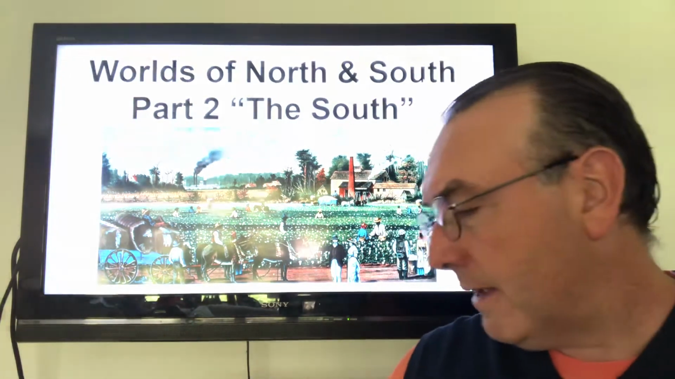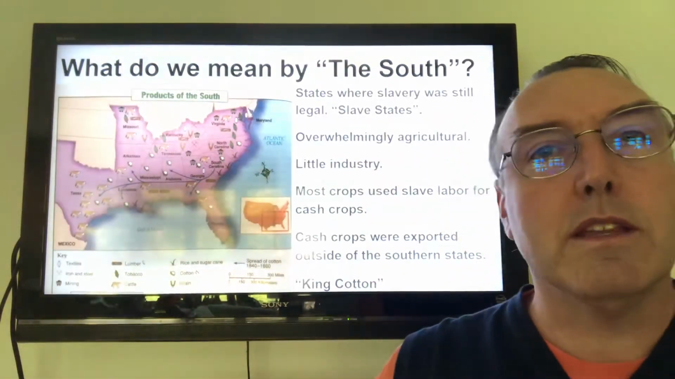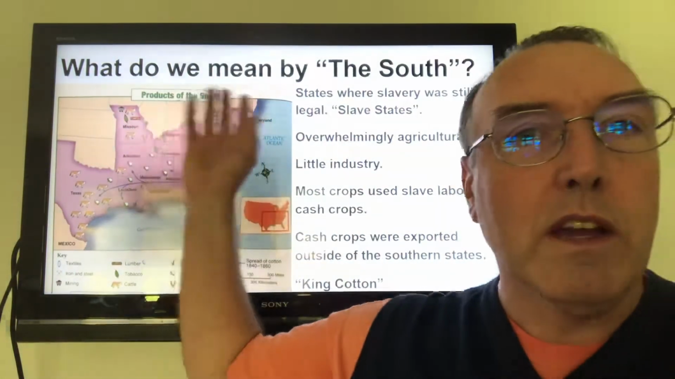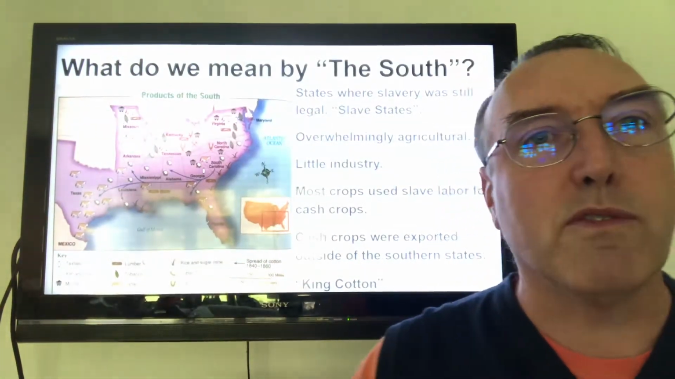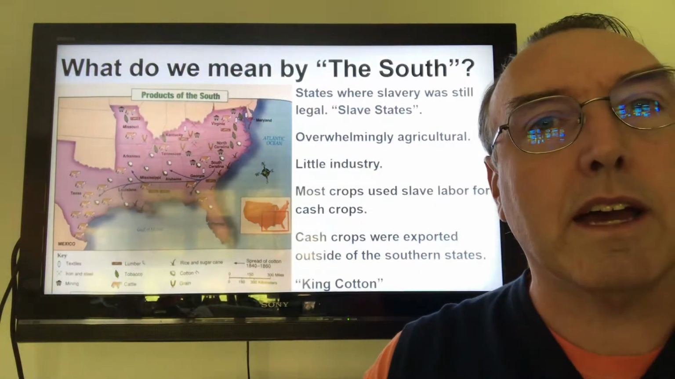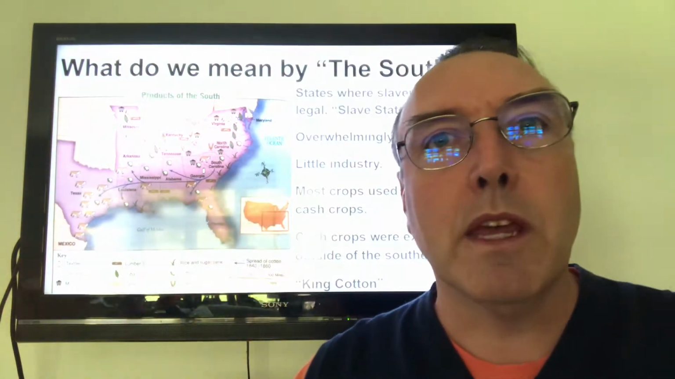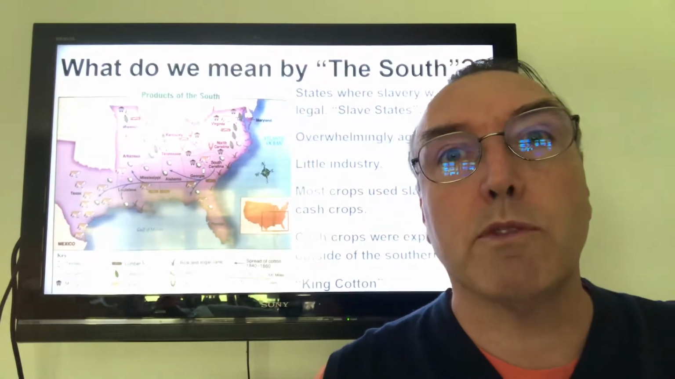What do we mean by the South? By the South, we mean slave states. Okay? Our pinkish purple here, these are our slave states before the Civil War. And overwhelmingly agriculture. Agriculture based on cash crops for export.